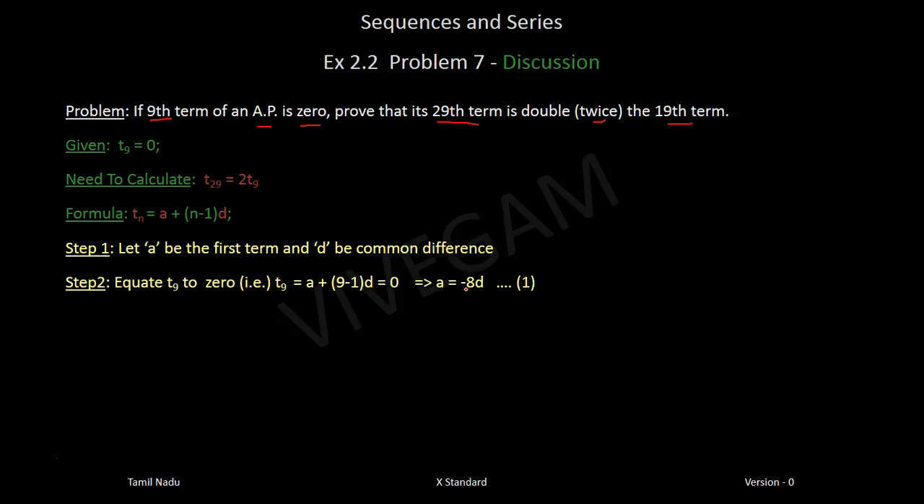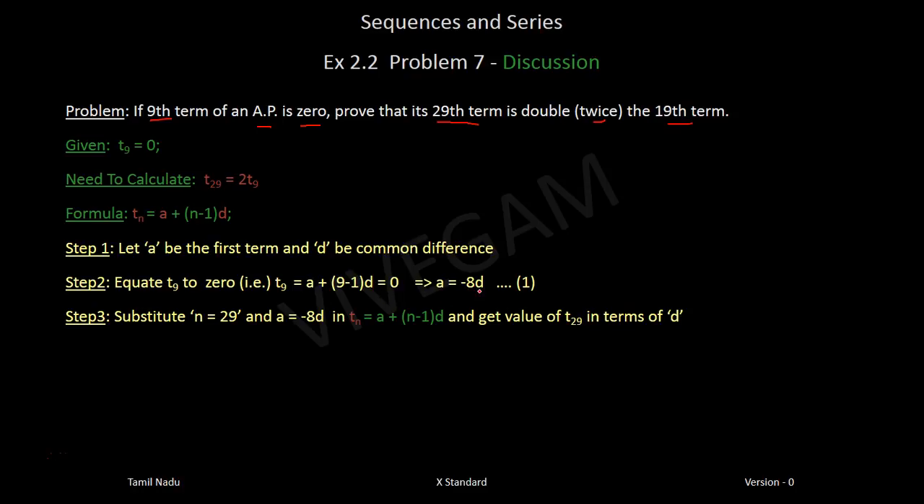First major step done, right? Now we'll try to get everything in terms of d. Then the problem will get solved. Now let's substitute n equal to 29 and a equal to minus 8d in the formula Tn equal to a plus n minus 1 into d. Let's calculate T29 now. So T29 is a, which is minus 8d, plus 29 minus 1, that is 28d. So now T29 is in terms of d.